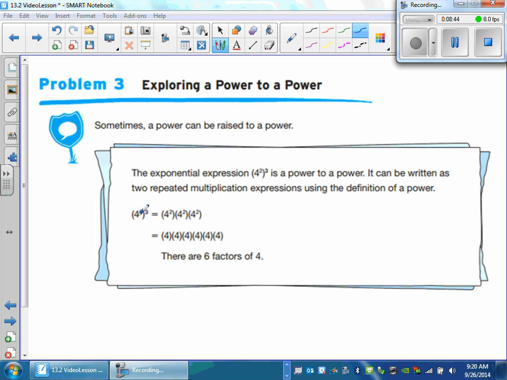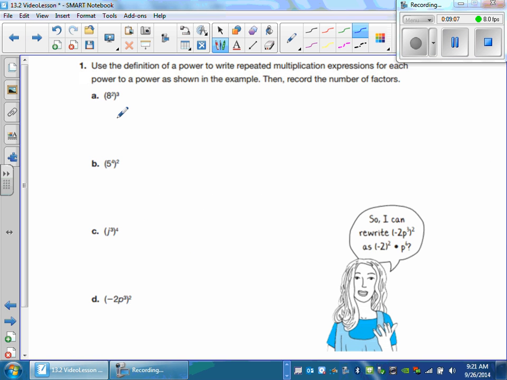So here you'll notice that they took 4 squared 3 different times and multiplied it together. So they have 4 times 4 times 4 times 4 times 4 times 4. They then tell you that there are 6 factors of 4. So again, we're going to come up eventually with a rule for that to add to your notes section. But for now, I'm going to have you move down to number 1, and we're going to try some of them.